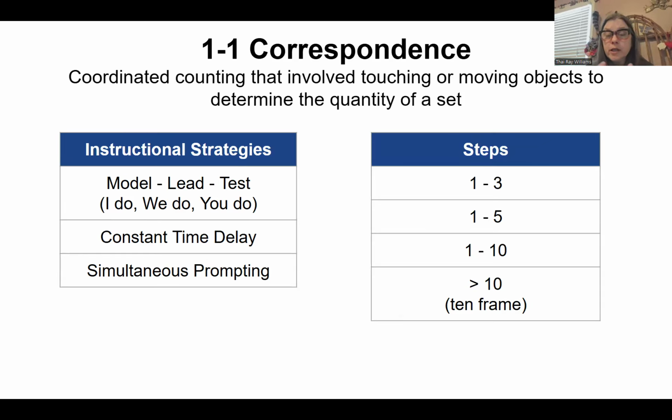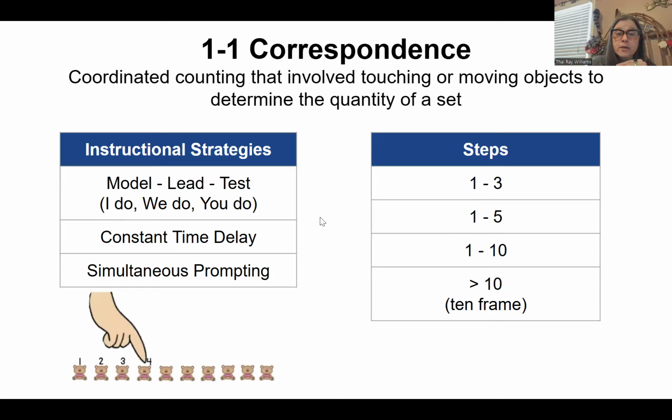So when you're teaching one-to-one correspondence, this is your learning trajectory. You typically are going to teach 1 to 3, then 1 to 5, then 1 to 10, and then above 10. And when you're teaching above 10, initially, it is very common to use a 10 frame, and we'll look at one of those in just a second.